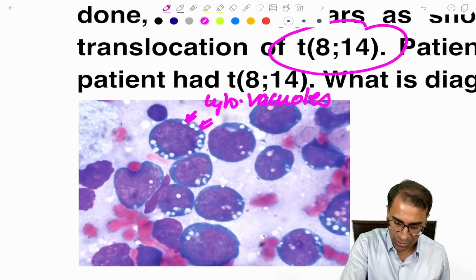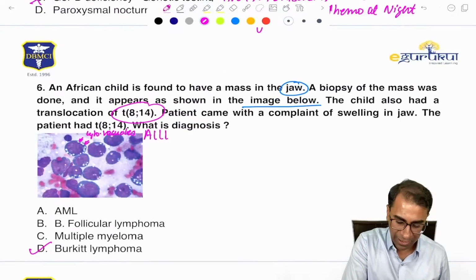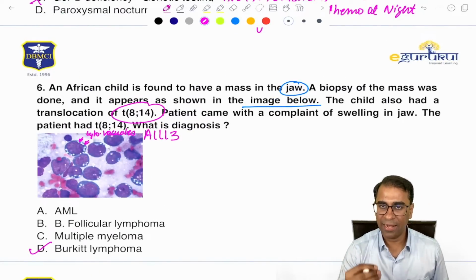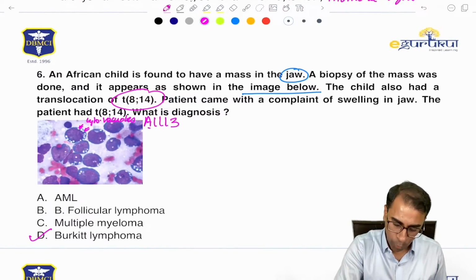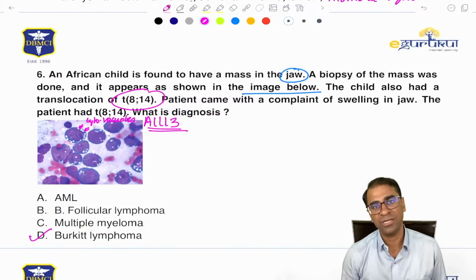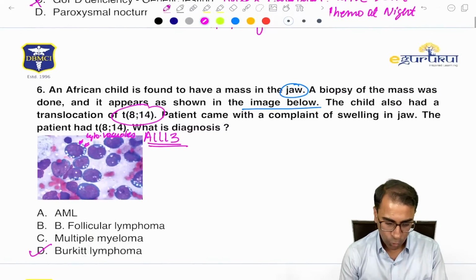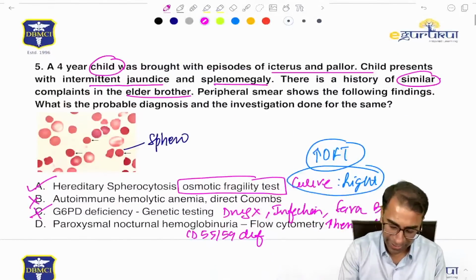Cytoplasmic vacuoles in the cell often mimic a cell pattern called ALL-L3 pattern, right? So when you get an ALL-L3 pattern, it points towards a case of Burkitt's lymphoma. Clear? Burkitt's lymphoma. So in question number 5, why is it not B?